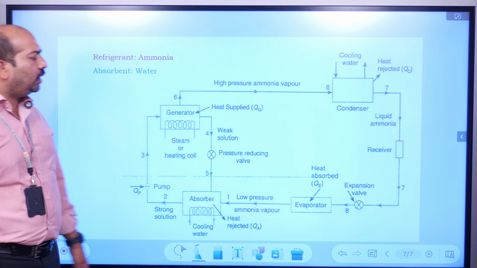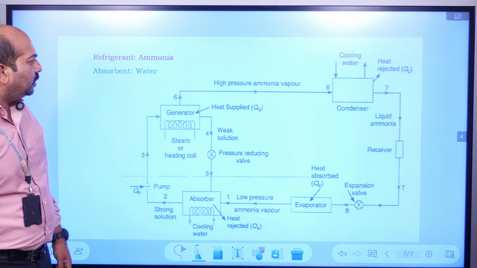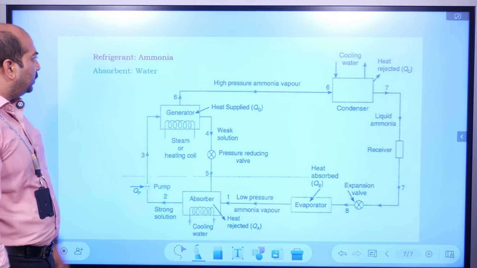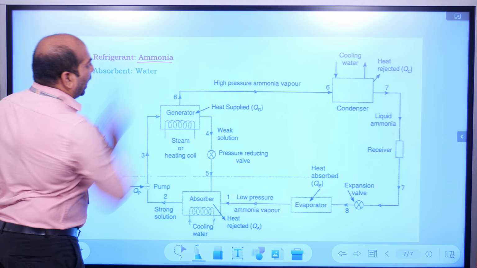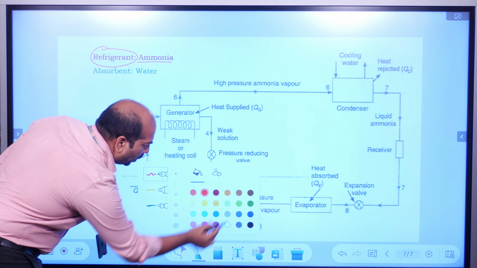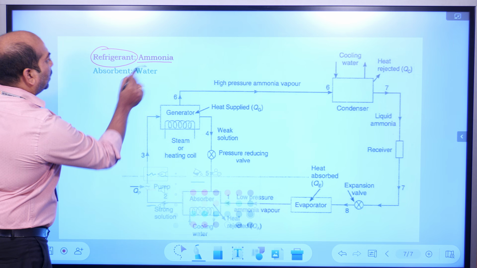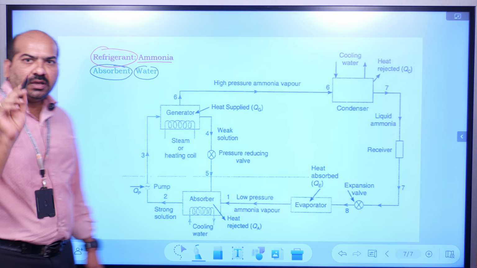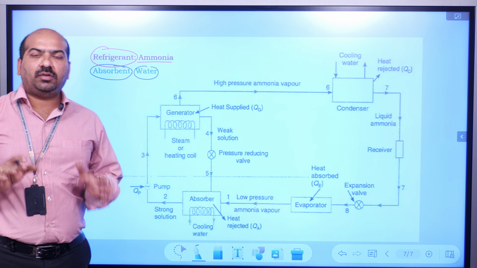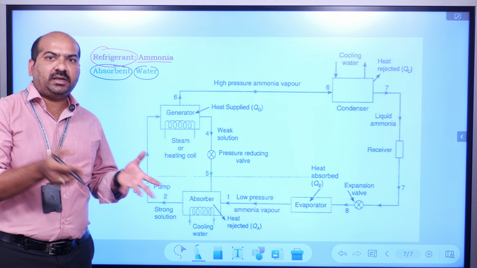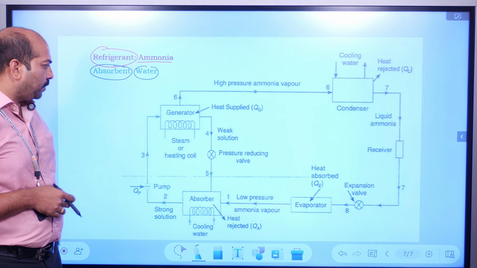Here I am presenting a simple VAR system, a vapor absorption refrigeration system, in which ammonia acts as the refrigerant and water acts as the absorbent. This means that in a vapor absorption refrigeration system, we observe two different working mediums which together create the desired refrigeration effect.